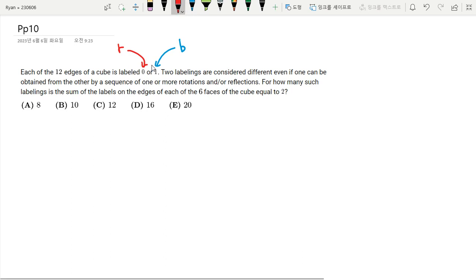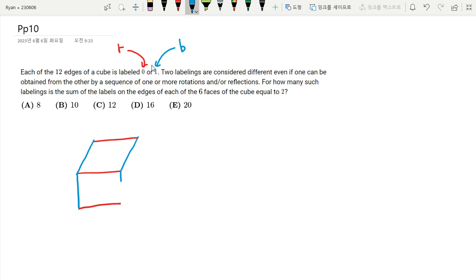So let's say the 2 lines are parallel. So we can think of this type of face. So it has 2 zeros and 2 ones, so that makes the sum 2. And then for the front face, let's try to make this one also parallel to the other. In such case, because each face should have 2 blue lines and 2 red lines, the front line must have this shape.